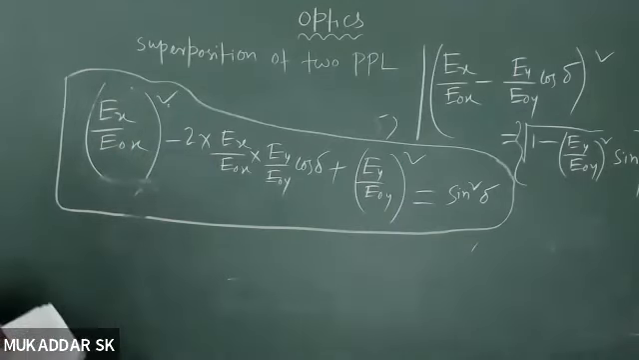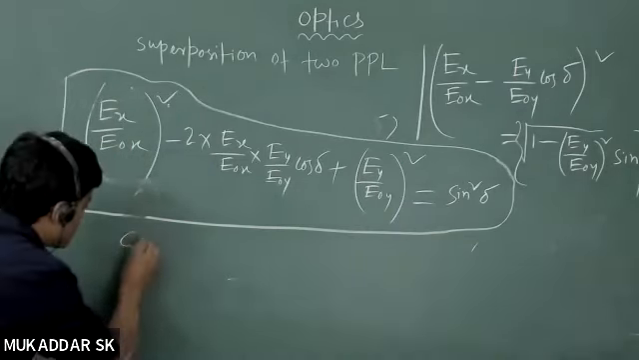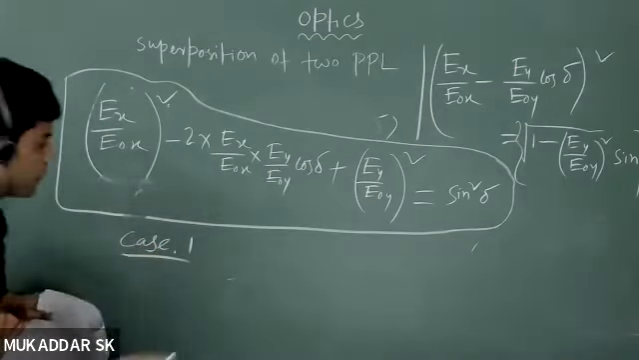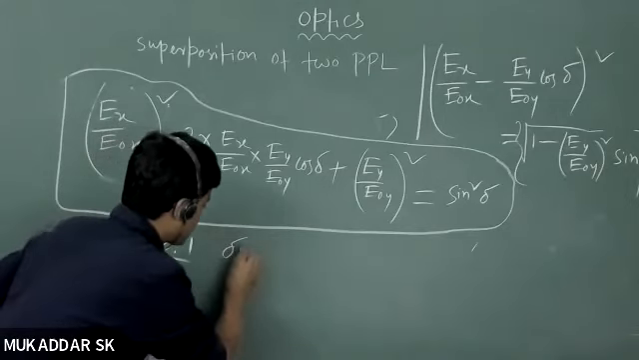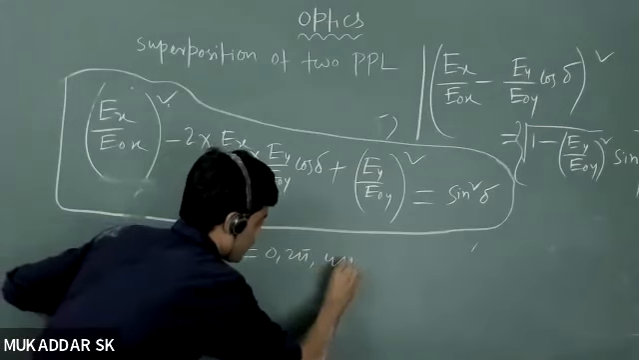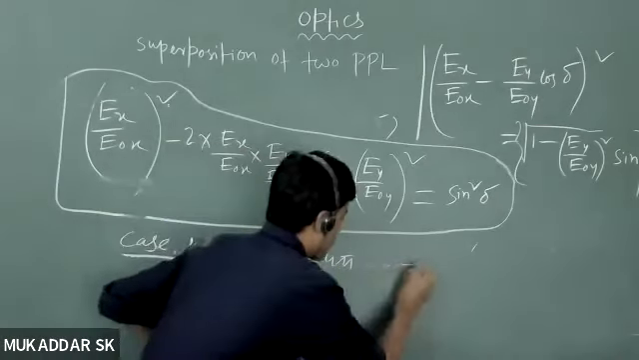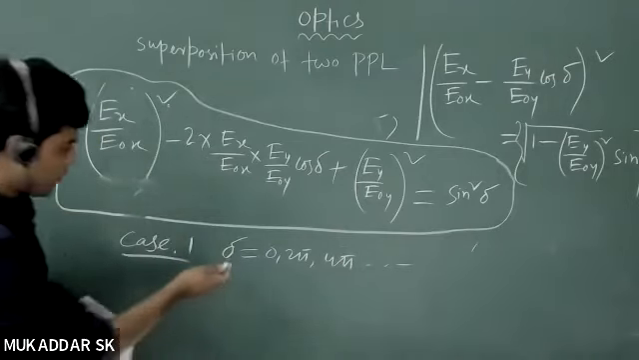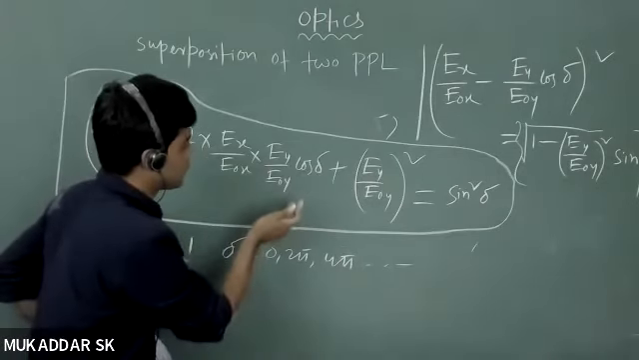So there will be various cases. Now let us discuss one by one. So first I'll discuss case 1. Now you see, if delta is 0, 2 pi, 4 pi, and so on, then what will be the form of this equation? Let us substitute delta equals 0.